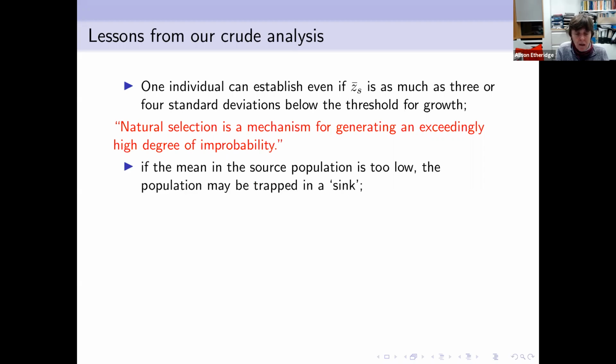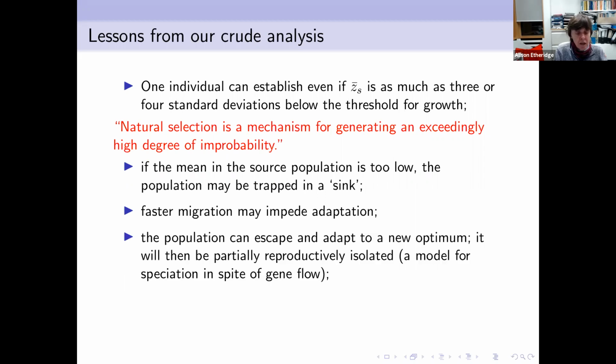If the mean in the source population is too low, the population may be trapped in a sink. Faster migration can make matters worse, not better. It can impede adaptation and make you stuck in a sink. And the population can escape and adapt to a new optimum. And what's interesting about that is that then it will be partially reproductively isolated, and it's a model for speciation. So this is a model of speciation in spite of gene flow.